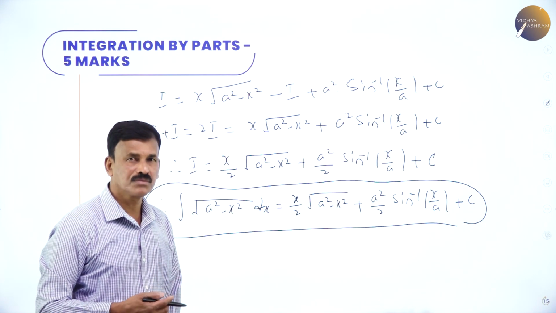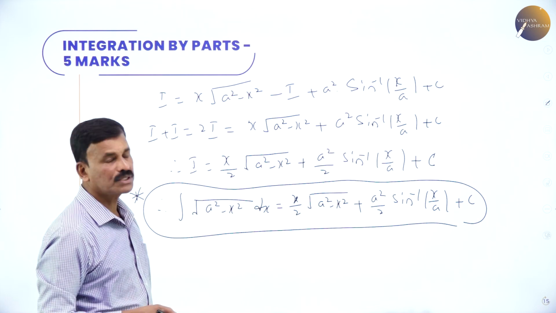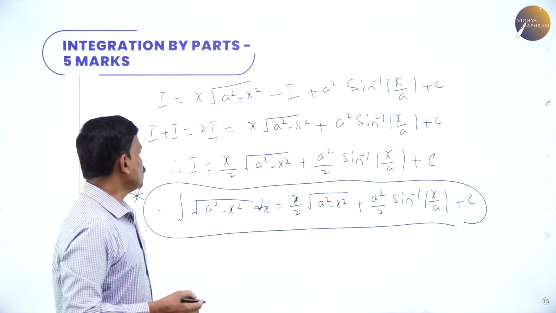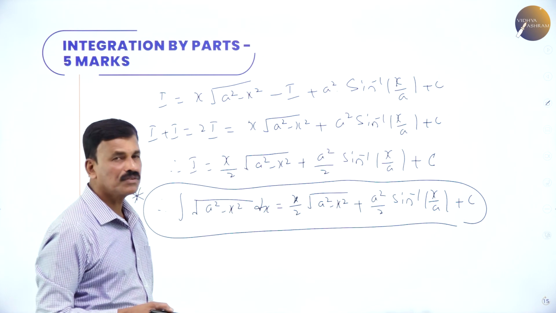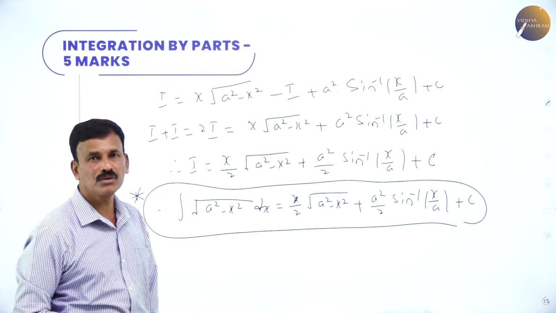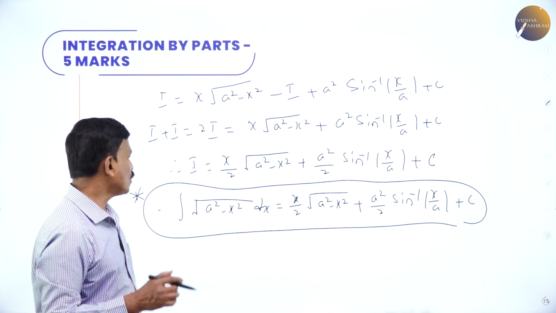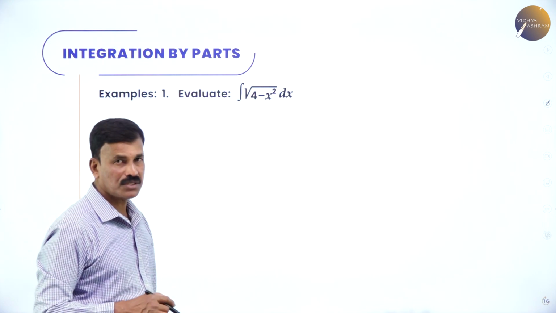Very important formula. The integral of root of a square minus x square dx is x by 2 into root of a square minus x square plus a square by 2 sine inverse of x by a plus c. Hope you followed this very important problem. Now let us take an example based on this.